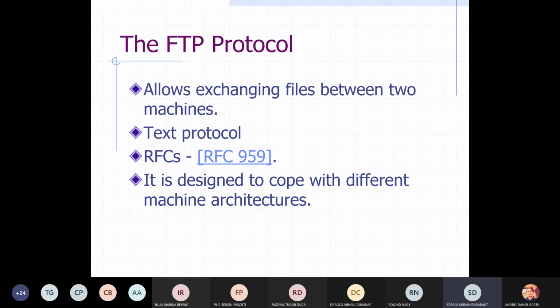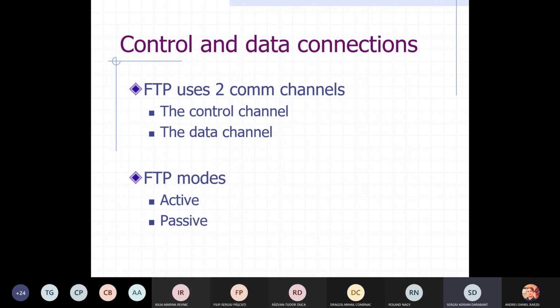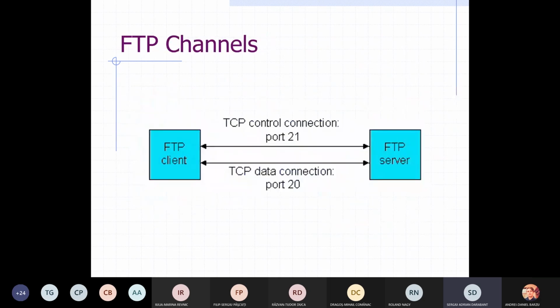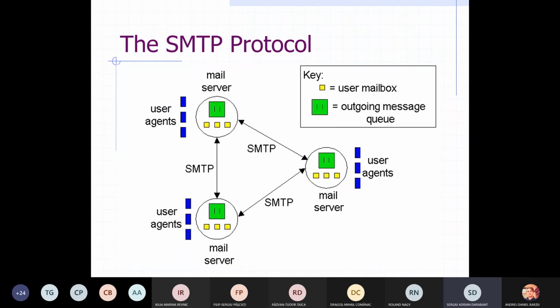An additional protocol that could be used for file transfer is FTP. I won't enter into details. You can read about it. It allows you to exchange files between two machines. And usually you have an FTP client, an FTP server, and then you connect from the client to the server, and you store files and you retrieve files and you list files. I won't enter into details about this one. The more important ones are SMTP and www, or web.